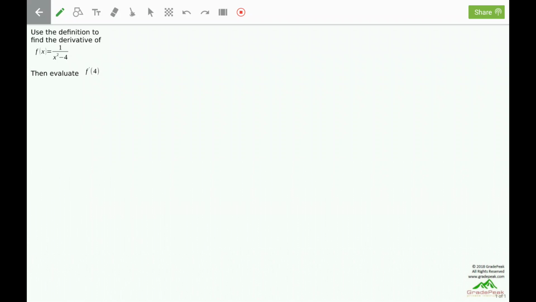Use the definition to find the derivative of f of x equals 1 over x squared minus 4. Then evaluate f prime of 4. The first thing to do is write down the definition of the derivative.